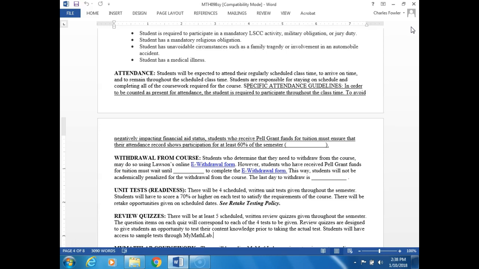Review quizzes. There will be at least 5 scheduled written review quizzes given throughout the semester. The quiz question items on each quiz will correspond to each of the 4 tests to be given. Okay. I think I know what they're saying there. Review quizzes are designed to give students opportunity to test their content knowledge prior to taking the actual test. Students will have to access the sample test through My Math Lab. I'll actually get them to you as a handout, you can work them. Okay? You can use My Math Lab as assistance, but I'll actually give you the paper copies.